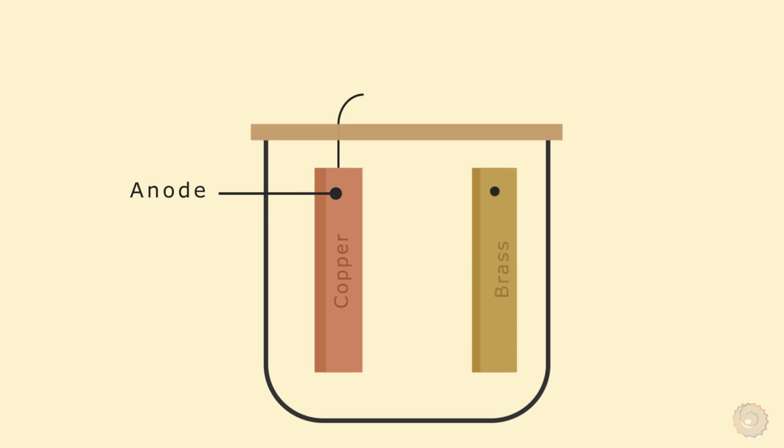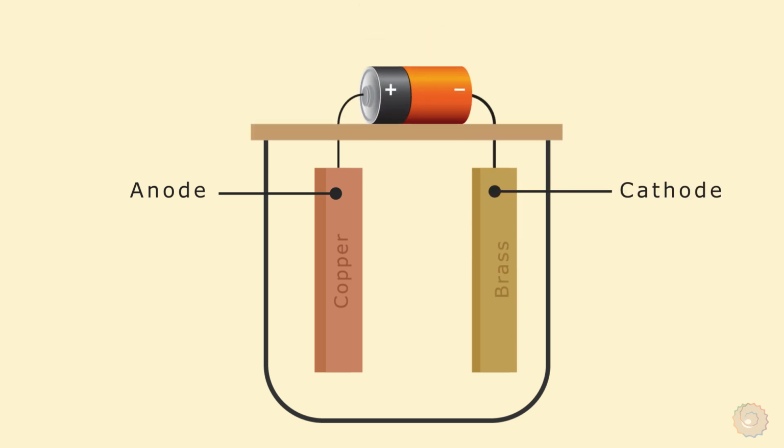Here we are going to copper plate a brass metal. For that, we take copper as anode and brass as cathode and a copper-based solution. So copper sulfate solution is taken as the electrolyte. Copper sulfate solution contains blue copper ions and colorless sulfate ions.